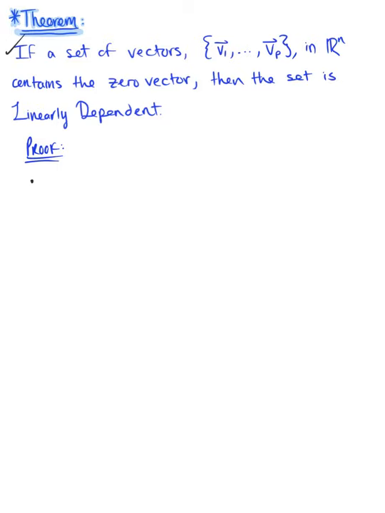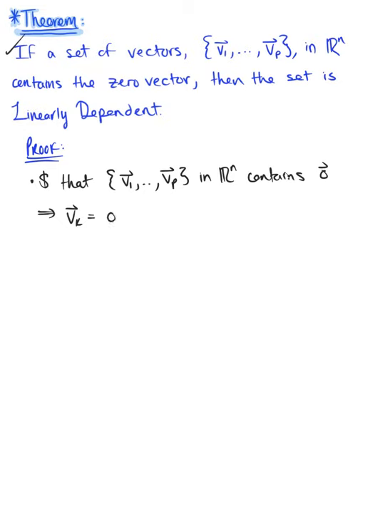So let's suppose that the indexed set of vectors v sub 1 through v sub p in Rn contains the zero vector. In other words, this is saying that there exists some vector v sub k in the set that equals the zero vector, such that k is greater than or equal to 1 and less than or equal to p.